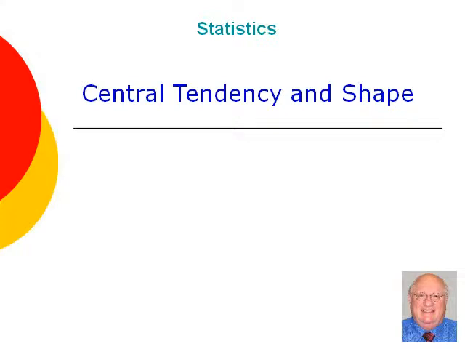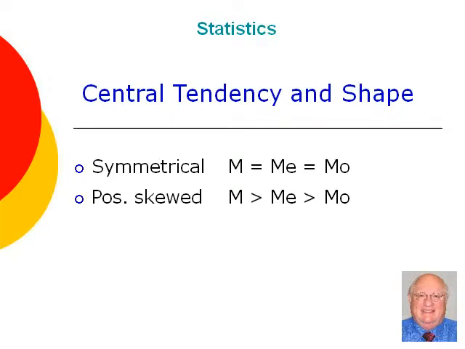The location of these three measures of central tendency depends on the shape of a distribution. When a distribution is symmetrical, the mean, the median, and the mode are all equal to each other and share the same point in a distribution. But in a positively skewed distribution, the mean is larger than the median, and the median is larger than the mode. In contrast, in a negatively skewed distribution, the mean is less than the median, which is in turn less than the mode.